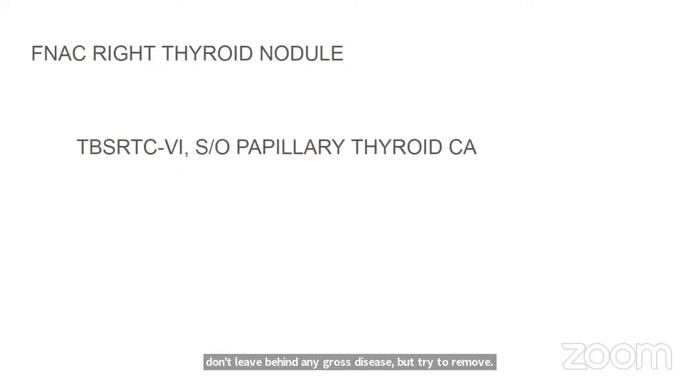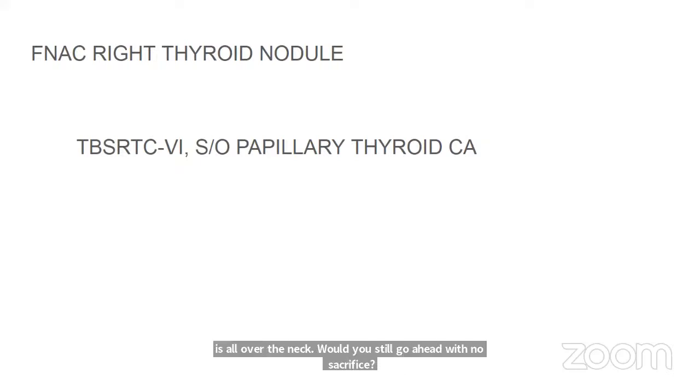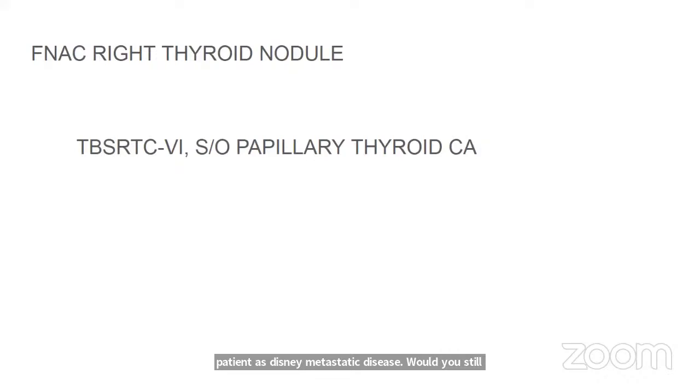What are the indications for nerve sacrifice? If the nerve is adherent to the tumor, sir. If the nerve is passing through the tumor. But you have disease all over the neck. Would you still go ahead with nerve sacrifice? Patient has distant metastatic disease. Would you still sacrifice? No, sir. We'll preserve the function, sir.